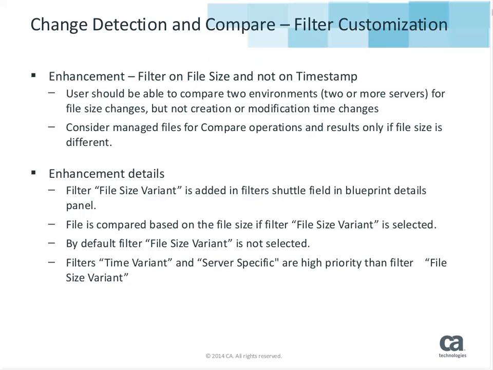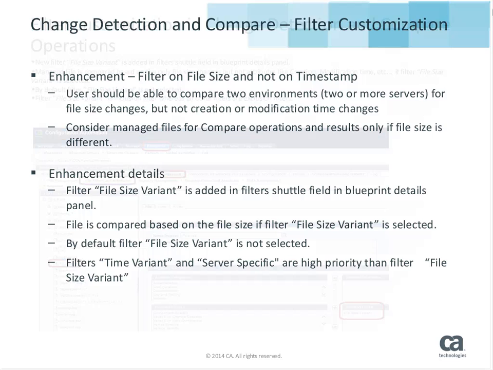So let's go ahead and go in here. We filter on file size variant. It's added to the filter shuttle field in the blueprint detail panel. We went through that. So the file is compared based on the file size if the filter file size variant is selected. And I showed you we can go ahead and select it. By default, the file size variant is not selected, so we need to go through that process. We want to filter on time variant and server specific as a higher priority than filtering the file size variant.